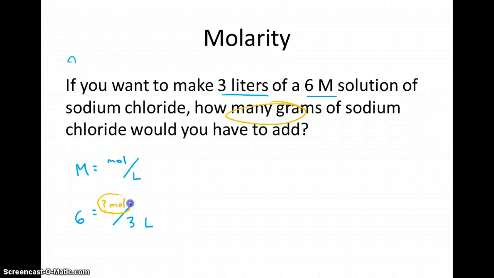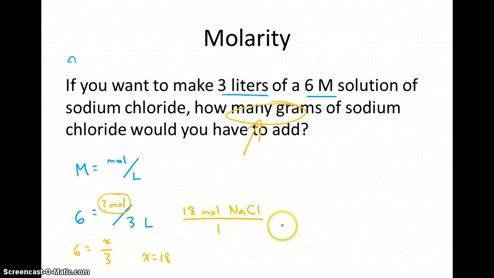I want to solve for this part right here. If I want to solve for that, it's like doing this problem. 6 equals x over 3 basically. All right, so if I'm solving for x, I'm just going to multiply both sides by 3. So I know that x equals 18. In other words, I need to add 18 moles of sodium chloride to make that 6 molar solution. But the problem isn't asking me for moles of sodium chloride. It's asking me for grams of sodium chloride.